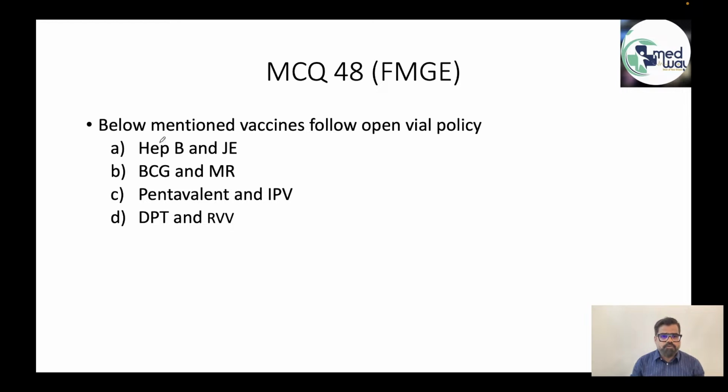It is applicable for hepatitis B, but not applicable for Japanese encephalitis. So this option is wrong. B, it is not applicable for BCG, it is not applicable for measles rubella. So this is also wrong. It is applicable for pentavalent liquid vaccine, IPV applicable. It is applicable for DPT, it is not applicable for rotavirus vaccine. So the answer is C.